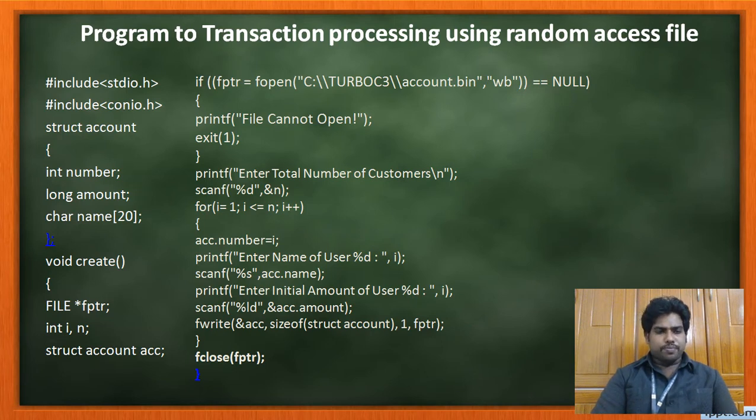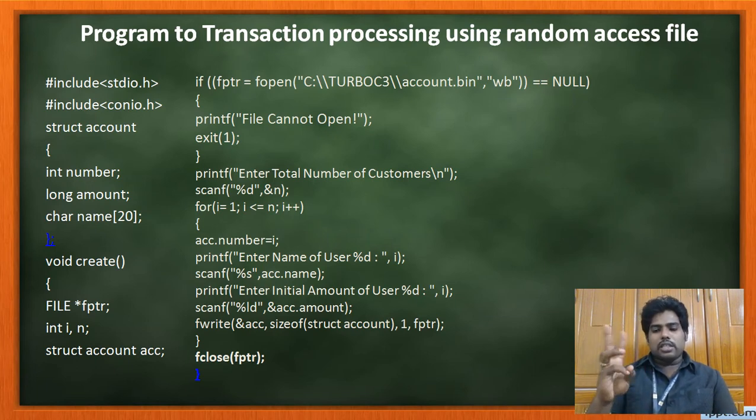Okay, so first, what's the logic of the program? I am generating one structure for the account holder, for the user. Then I am opening one file. I am creating the file, creating the account details, and storing all the details inside the file.